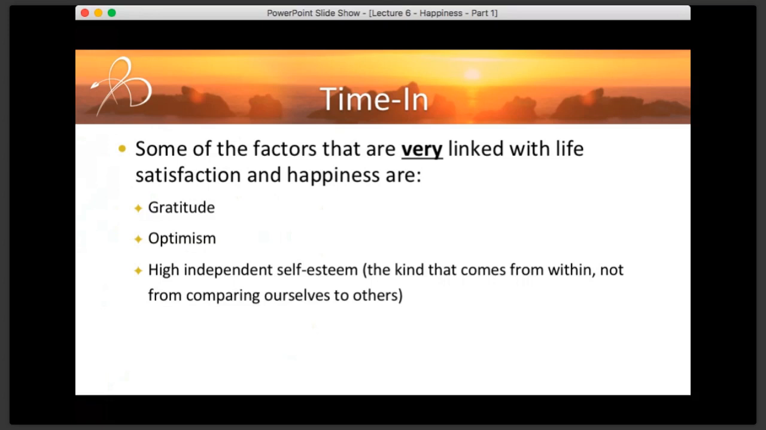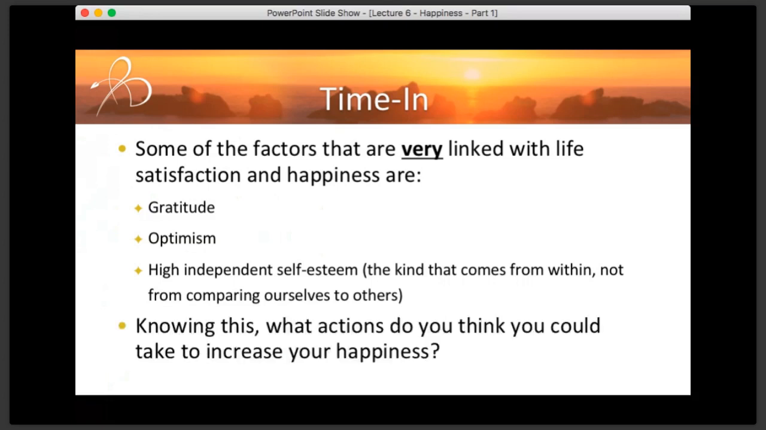So knowing these three things, what actions do you think you could take to increase your happiness? Just ponder on that for a second. Write about it a little bit. Ready, set, go.